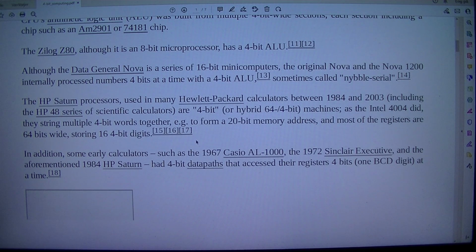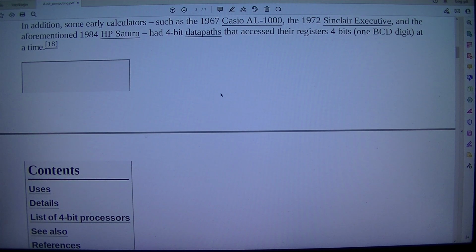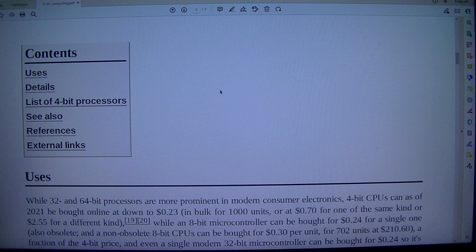15, 16, 17. In addition, some early calculators such as the 1967 Casio L1000, the 1972 Sinclair Executive, and the aforementioned 1984 HP Saturn had 4-bit data paths that accessed their registers 4 bits, 1 BCD digit, at a time. 18. Contents. Uses. Details. List of 4-bit processors. See also. References. External links.